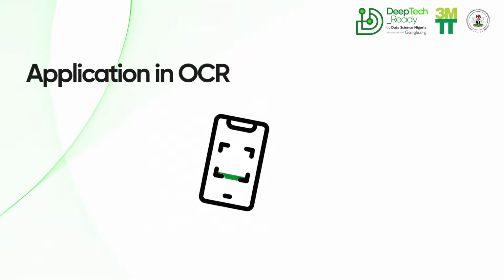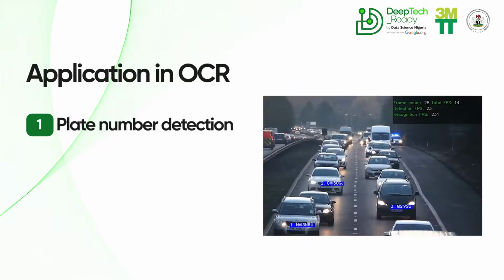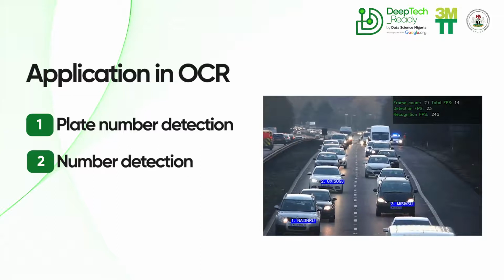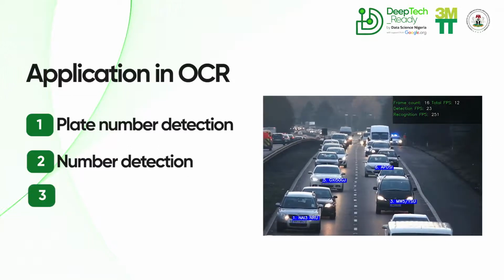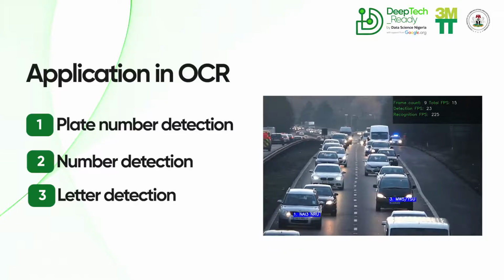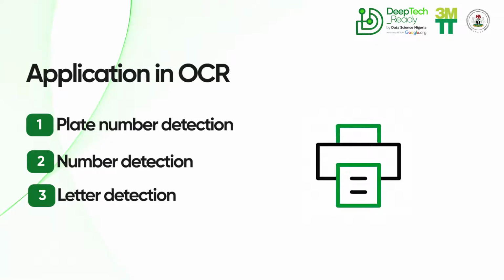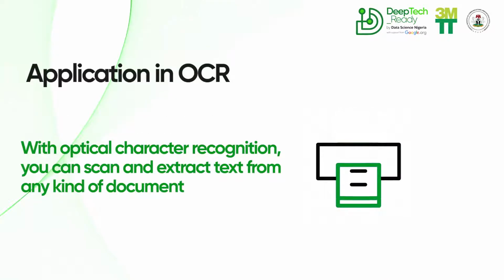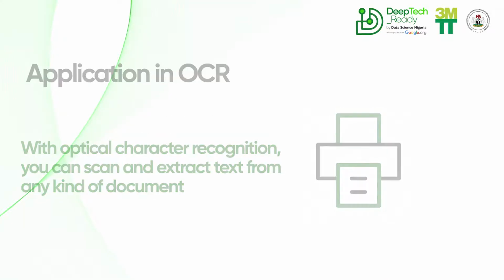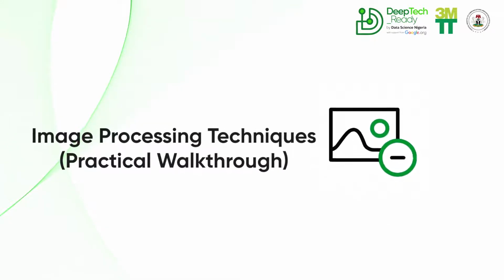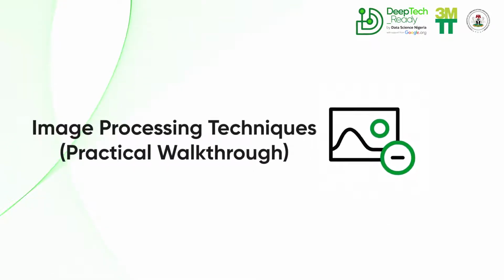Computer vision is also applicable in optical character recognition. That's plate number detection, number detection, and also letter detection, that is character detection on those plates or in a written document. You can have a lot of documents that you want to scan, so you can scan those documents and extract every text in them. So let's dive right into the overview of image processing techniques.